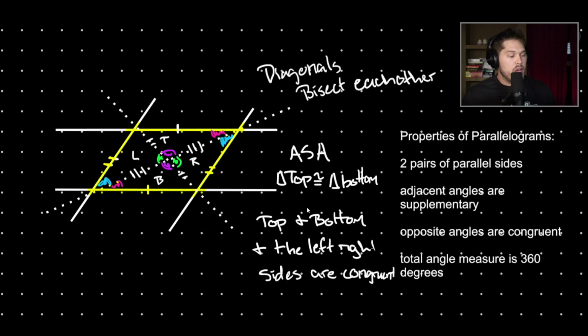Again, to recap, we know that parallelograms are made by having two pairs of parallel lines. We know that their adjacent angles are supplementary. We know that their opposite angles are congruent. We know that the total angle measure is 360 degrees. We know that the opposing sides are congruent to one another, and we know that the diagonals bisect each other. So those are all the properties of parallelograms.